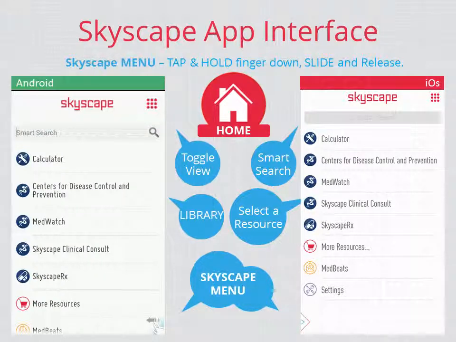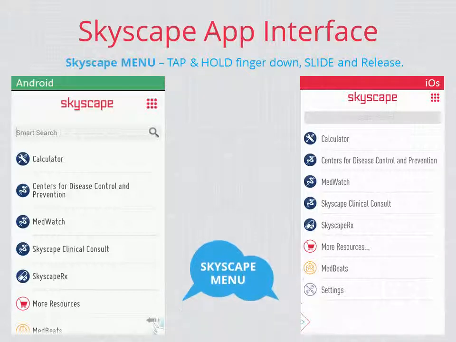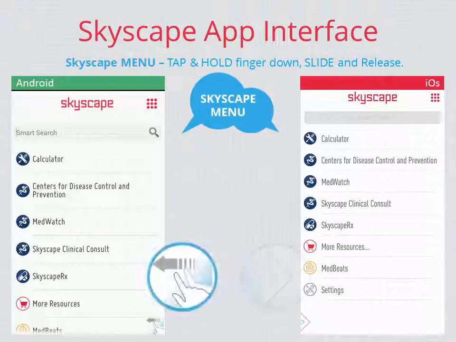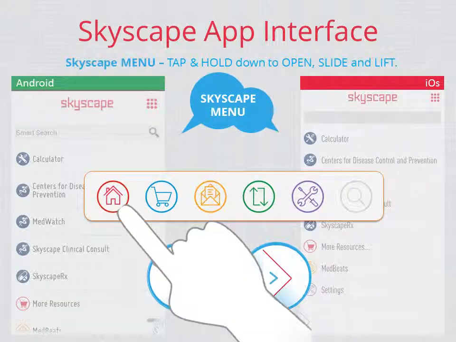To access the Skyscape menu, you will want to tap and hold down on the menu icon to open up the menu. Keep holding down on the menu with your finger and then slide to the left or right and lift your finger to select the item you want to view. Remember: tap, hold, slide and lift.